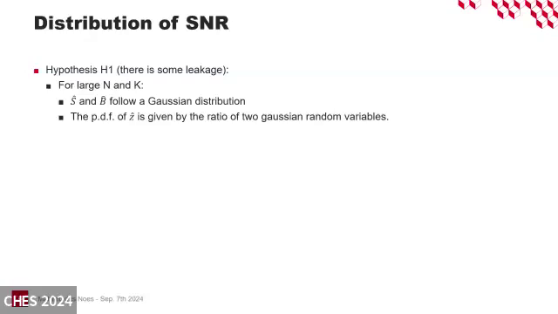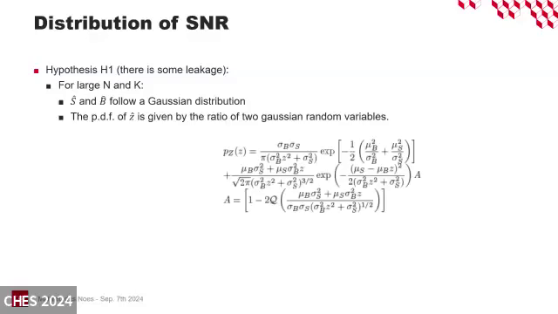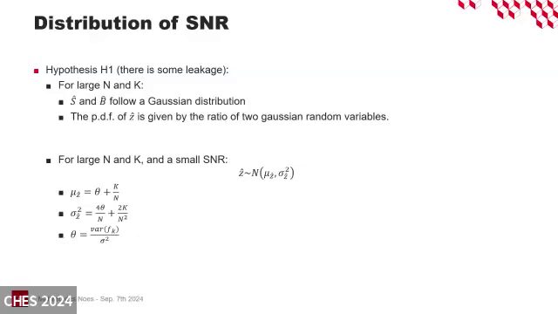For hypothesis H1, when there is some leakage, we have an assumption which is valid in practice: we have a large number of traces. We also assume a large number of classes, which typically happens for the byte value model. In this case, we find that S and B follow a Gaussian distribution. So Z is a ratio of two Gaussian random variables, and it is known that this PDF is given by this formula, which is not very nice to handle. When we add the approximation of a small SNR, we end with a Gaussian approximation, which is very easy to handle when we look at the value of the mean and the variance here.